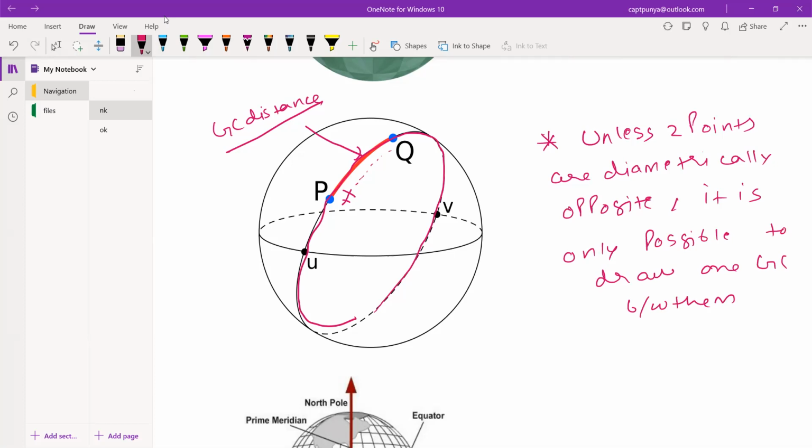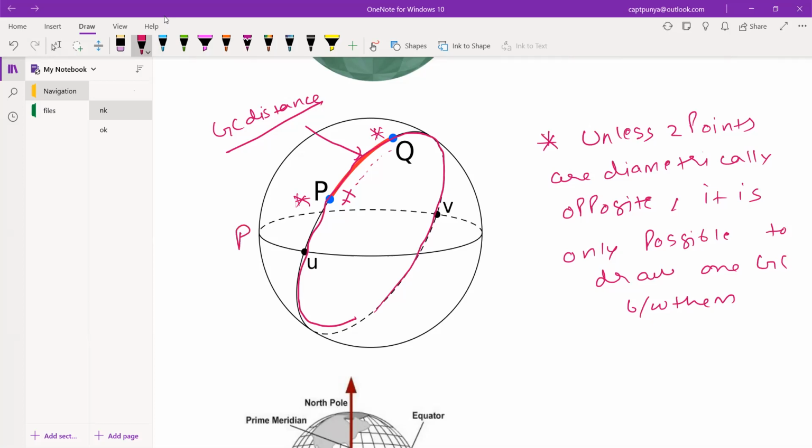Now guys, these two points P and Q are not diametrically opposite to each other, right? So if on the earth's surface we have two points which are not diametrically opposite, like in this case your point P and your point Q, then you can only draw one great circle passing through these two points.